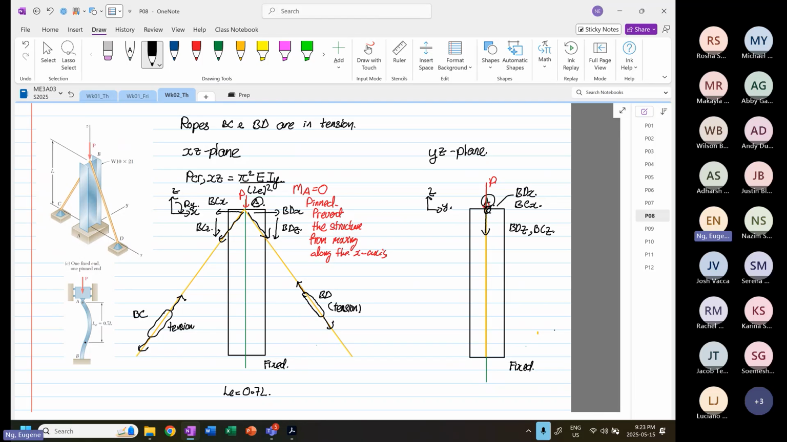So, question to all of you. What is preventing the structure from moving left to right? Can someone type something? Is there anything preventing the structure going left to right? Is there any forces they can see preventing the structure going left to right? Anyone? I hope you are still awake, you know. Any forces preventing going left and right? I don't see anyone typing, oh God.